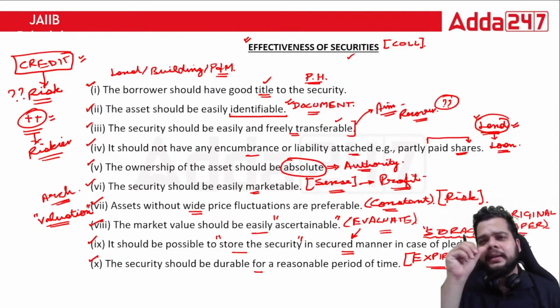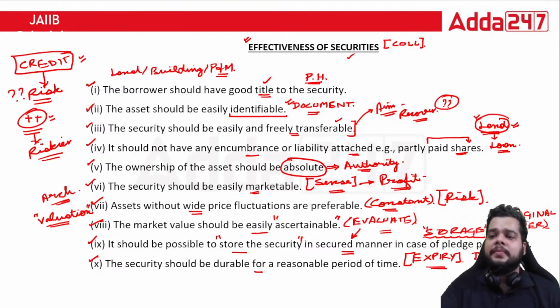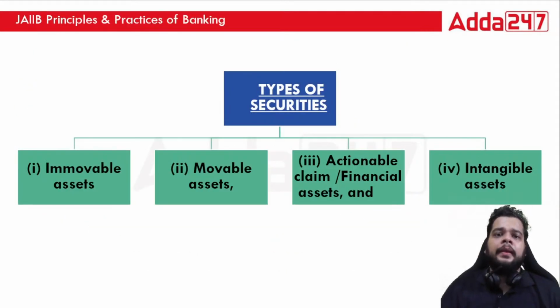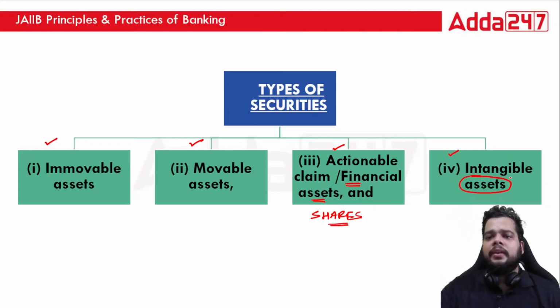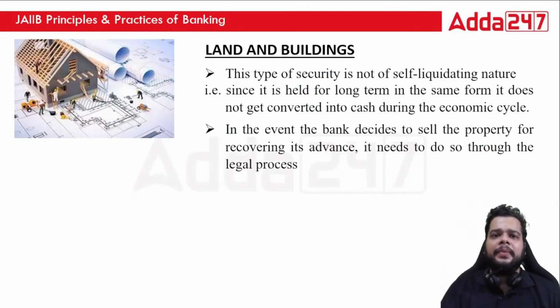Okay, so I hope that regarding the effectiveness of securities, you are able to know what all the points are and how as a banker you will be evaluating the same. Now, when I talk about the types of securities, these are four. First of all, immovable assets, all those assets which you cannot move. Then we have movable assets, actionable claims or financial assets, specifically shares which you are keeping as a security. Lastly, we have intangible assets, those assets which we cannot directly touch or feel. These are just the basic English meanings. Let's see one by one what exactly each pertains to.